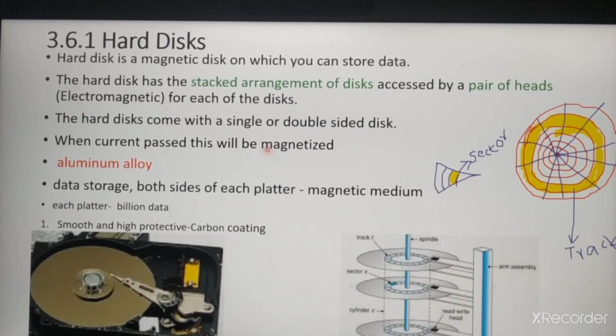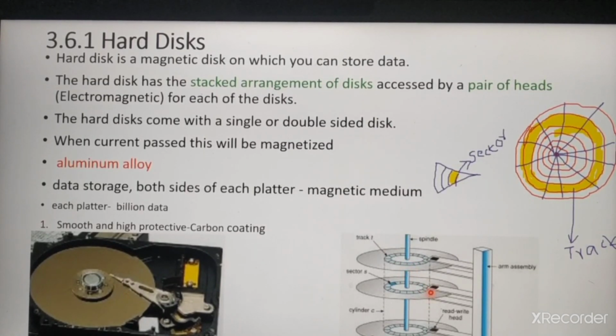This hard disk comes with single or double-sided disks. In a single-sided disk, we can store the information only on a single side. In a double-sided disk, we can store information on both sides. In a double-sided disk, we can store double the amount of data than a single-sided disk.